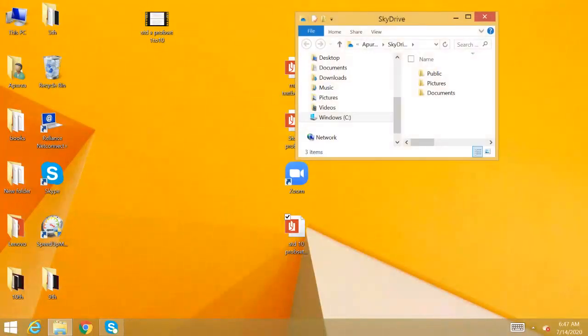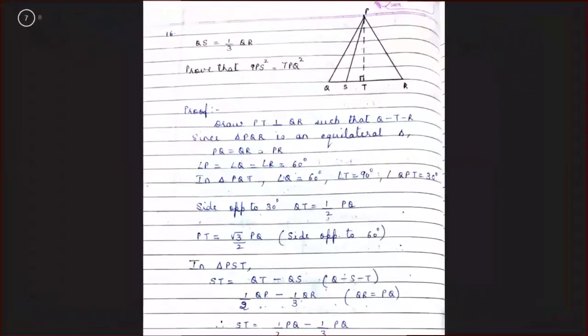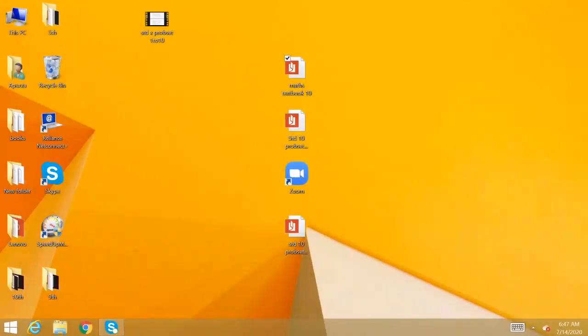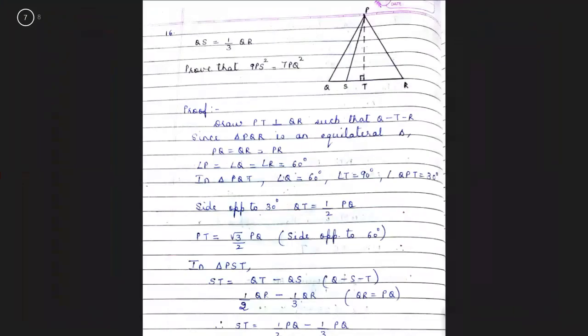Okay. We go to the next question, number 16. Now in this figure, triangle PQR is an equilateral triangle. All angles are 60 degrees, all sides are congruent. Point S is on the segment QR such that QS is 1/3 of QR. You have to prove 9PS square equal to 7PQ square. So question number 16, proof.